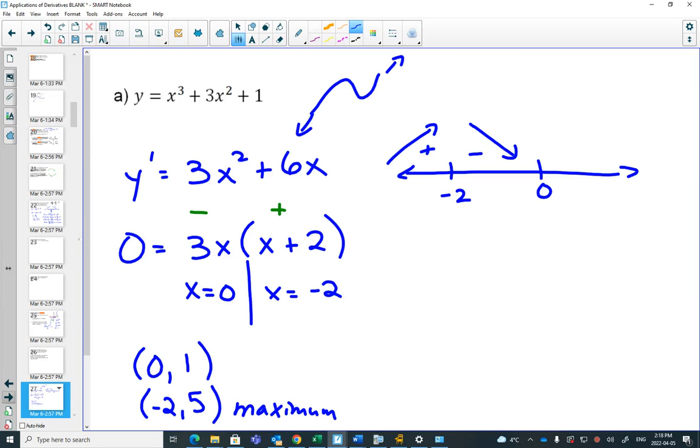Yeah, I was about to say maximum. I was about to write maximum. Oh, I didn't, but I wrote minimum. Okay. Negative 2 comma 5 has to be a maximum.